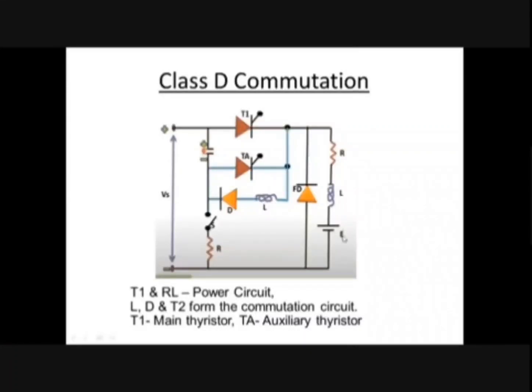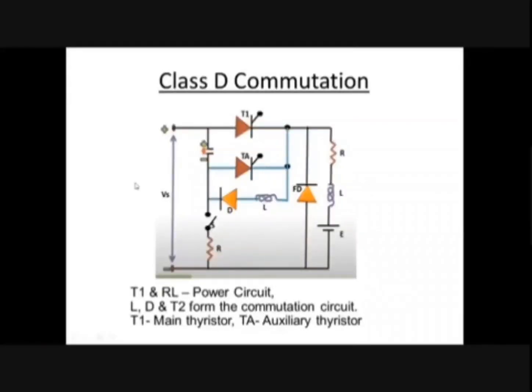Then what is E? Anyone? Can you say what is E in a DC motor? Anyone please answer, you already studied. E represents the back EMF of the DC motor. So here you can assume that this complete portion is a DC motor.